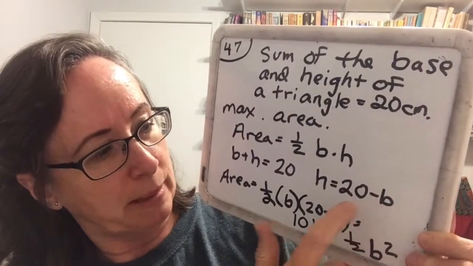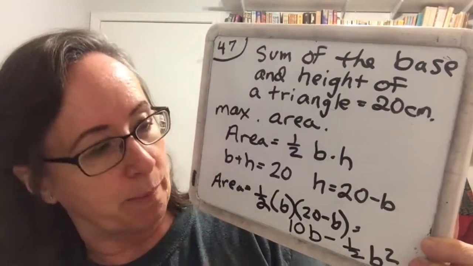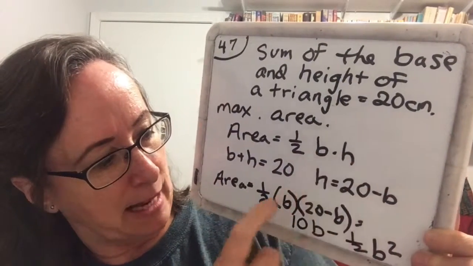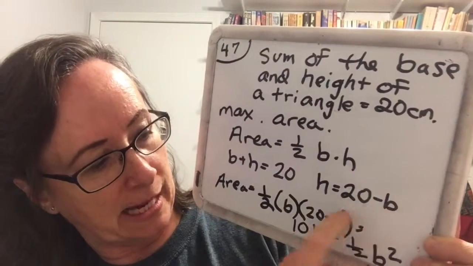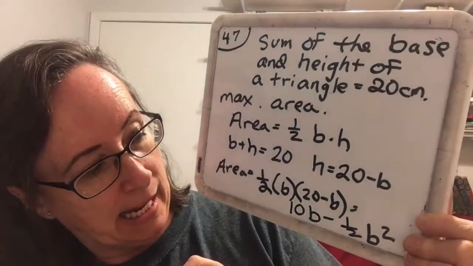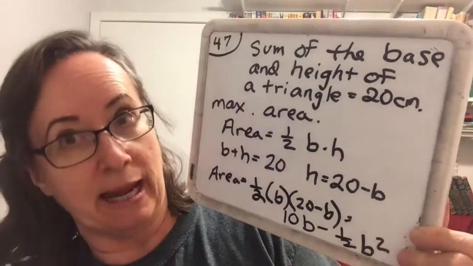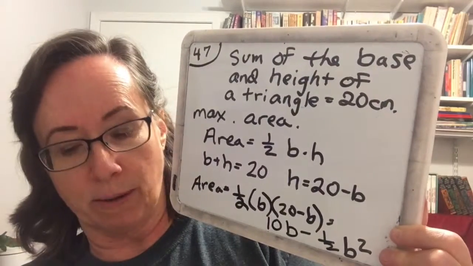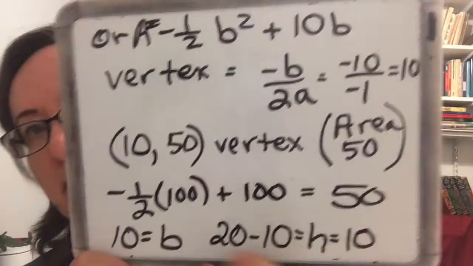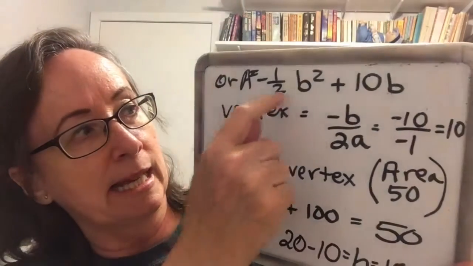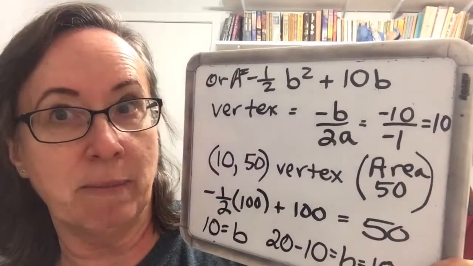And so now when I plug h into here, I get an expression for the area that is just in B, or base. So area is 1/2 base times height, but I substituted in this formula for the height. So now I only have one variable, and when I distribute that out, I get 10b minus 1/2 b squared, which is not in standard form, but it is the area of said triangle. So now I rewrote the area in its correct form, which is negative 1/2 b squared plus 10b. And the vertex is going to be where that area maximizes, isn't it?